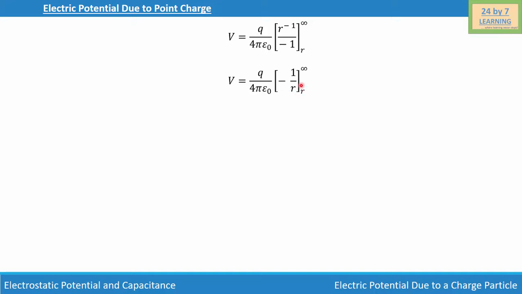Now let's substitute the upper limit and lower limit, and before we do that, we will take this negative to outside and then substitute the value, and if we do that, we will write V is equal to negative Q over 4 pi epsilon 0 inside the bracket 1 over infinity minus 1 over r, where infinity is our upper limit and r is our lower limit.